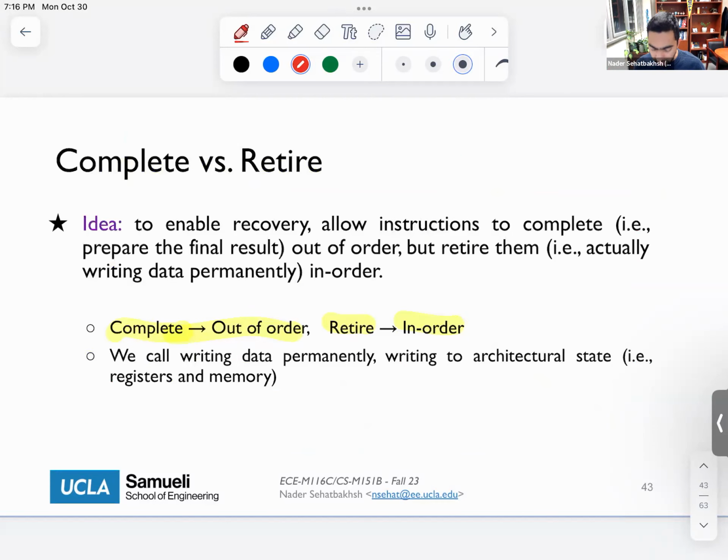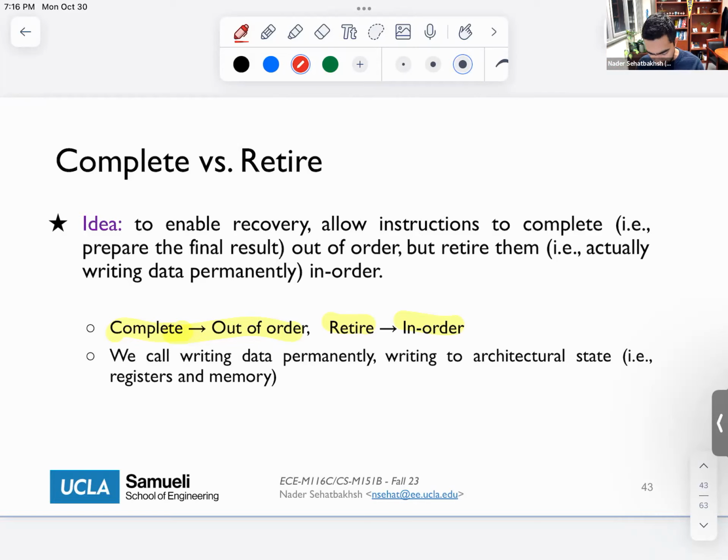So, again, to repeat what I said, we are proposing the idea of differentiating between what we call complete and retire. We let the instructions go into the execution stage, do whatever they want, and let them complete out of order.